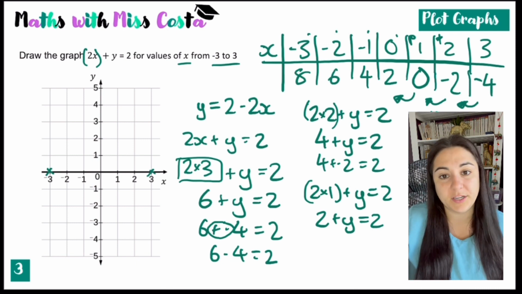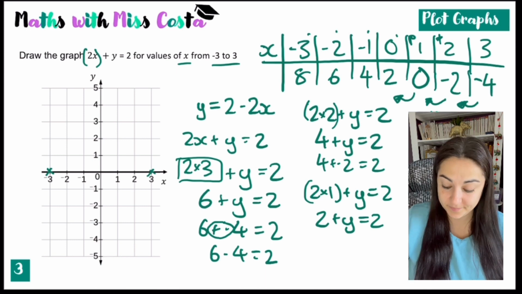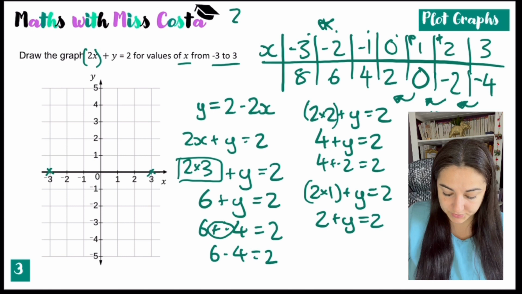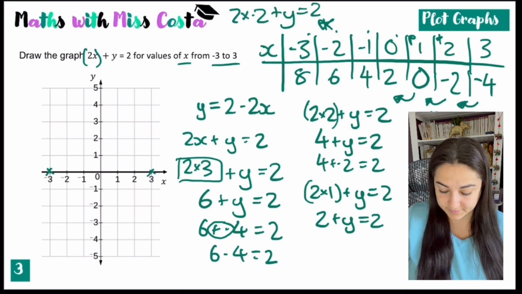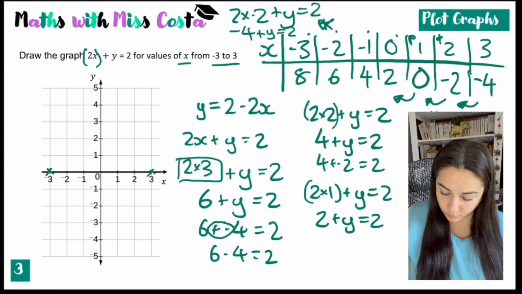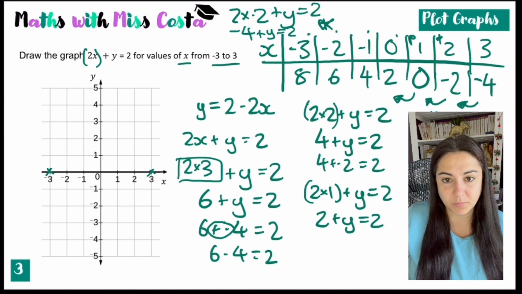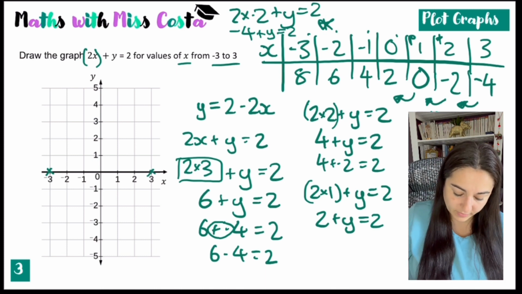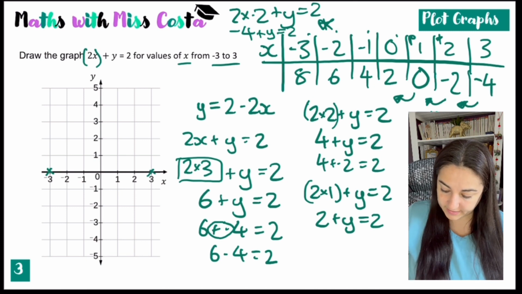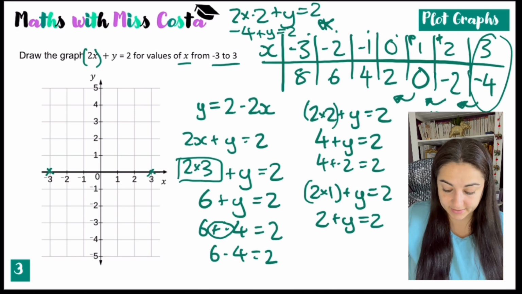If you're going to use this little cheat method, always double check it. So over here, let's just pick -2 and see if it works. So 2 times -2 plus y equals 2. 2 times -2 gives me -4 plus y equals 2. What have I said the y value is? I've said it's 6. Does -4 plus 6 give me 2? Yeah, so you know that you've done it right. So now what we need to do is start plotting our coordinates. So the coordinates, this is the x coordinate where it says x, and the y coordinate is below.